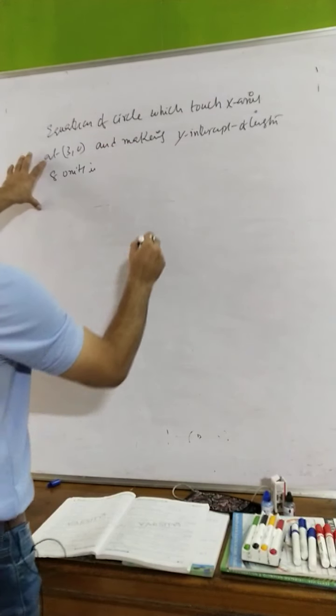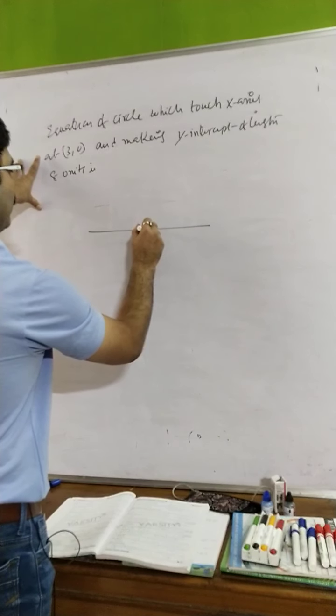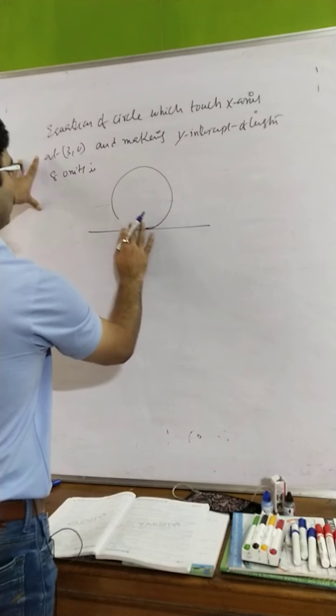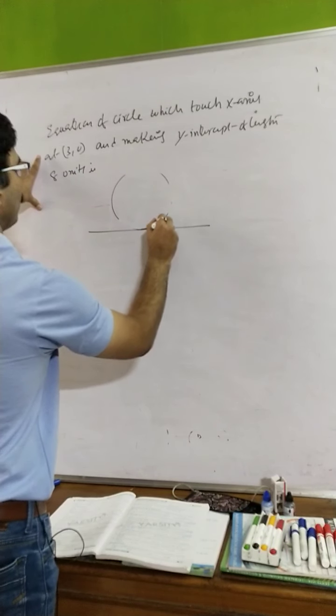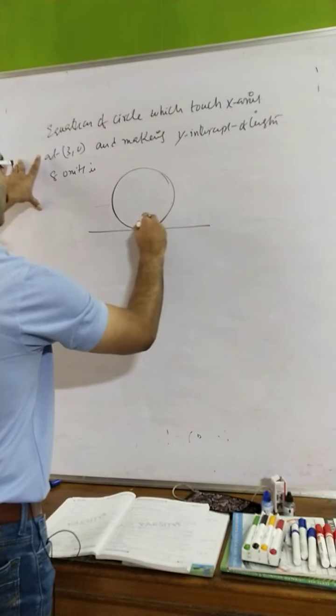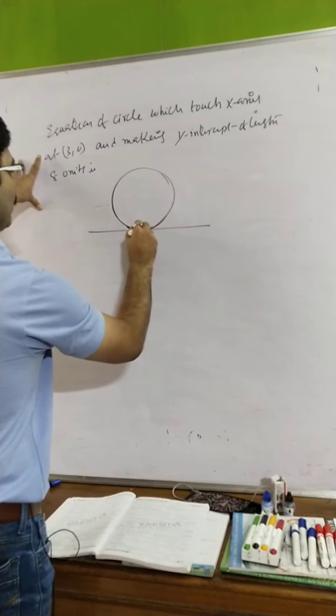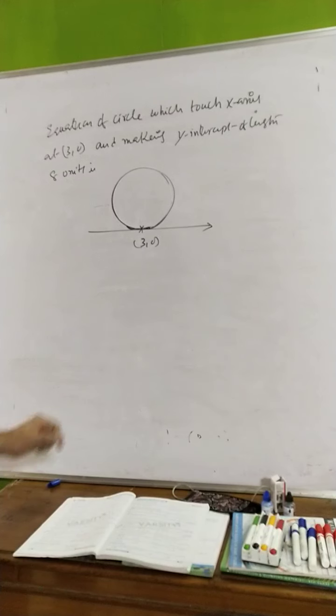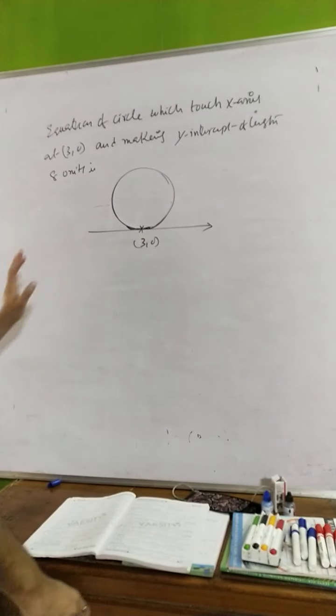Okay, you see this question. The equation of circle which touches x-axis at 3 comma 0. Okay, it touches x-axis at 3 comma 0. Say like this, a rough diagram I have taken here, nothing to worry. It is going to touch at this particular point. This point is 3 comma 0 on the x-axis.